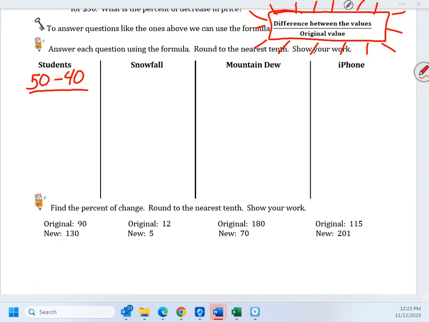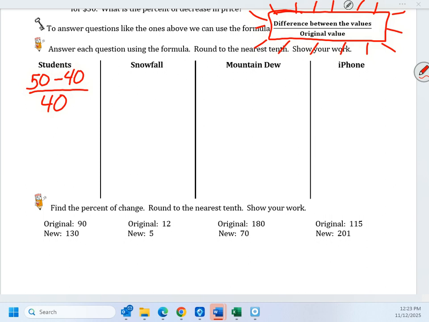And then what do we put on the bottom? What is our original value? Joe? 40, because the problem starts out, there were 40 students. The original value is always going to be that first number that's given. Right, the first value you're given is your original, that will go on the bottom. On the top, no negatives. Big number minus small number.